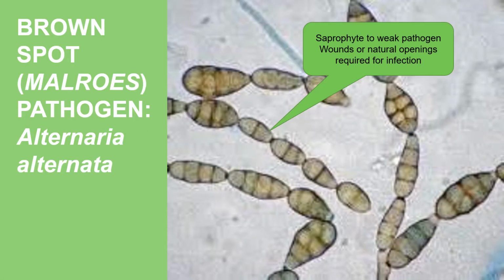If we look at brown spot, colloquially known as molrus, the pathogen is Alternaria alternata, although we do know now that there are other small spored Alternaria species that can also cause brown spot symptoms on potatoes. Alternaria alternata, in contrast to Alternaria solani, is a saprophyte and perhaps even a weak pathogen. Alternaria alternata requires wounds or natural openings in the plant for infection. It cannot penetrate the plant directly.